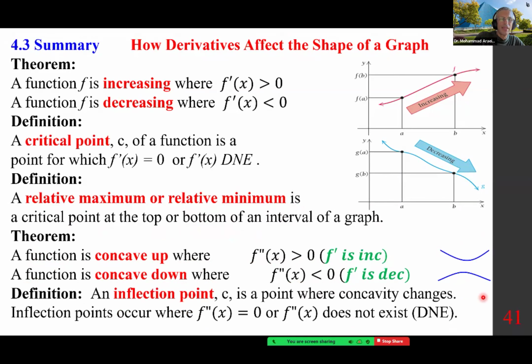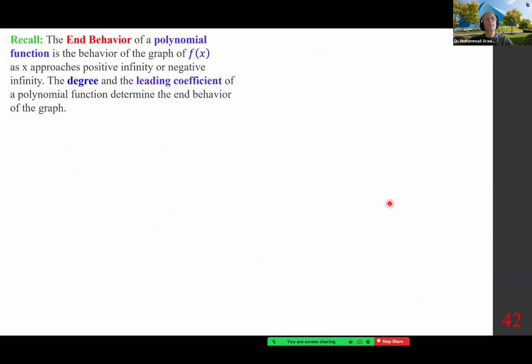And an inflection point c is a point where concavity changes. Inflection points occur where f double prime is 0 or f double prime does not exist. Looking like that, this is the point where this function is concave up here, then changes to concave down. The point where the change occurs is the point that we are referring to as the inflection point.